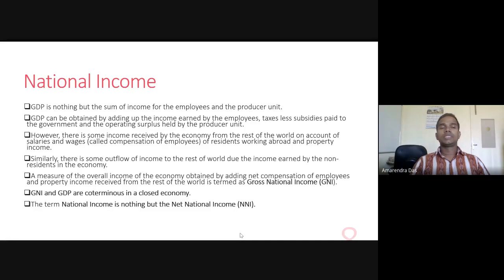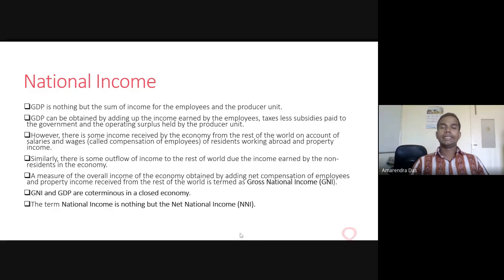Now, if you see, there is some outflow. Okay, I told you that. Now, a measure of the overall income of the economy obtained by adding net compensation of employees and property income received from the rest of the world is termed as gross national income. So that means in the gross domestic product, we looked at only the gross value addition that is happening within the national boundary. We did not include the remittances that we receive. We did not include the profit that is coming from the Indian companies operating abroad.